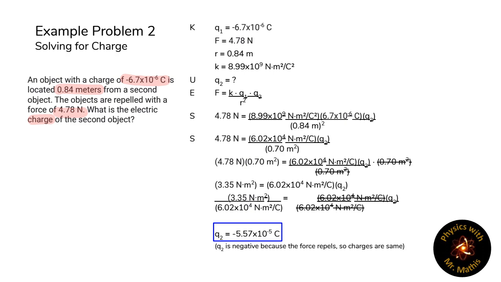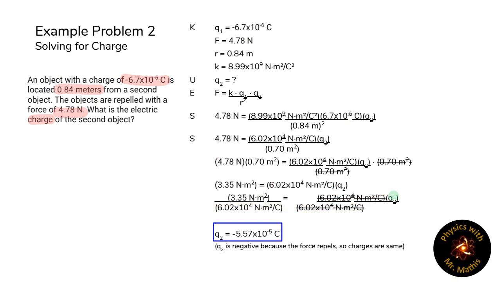Next, I simplified by multiplying the 4.78 Newton force times the 0.70 meters squared, and I got 3.3 Newton meters squared. Now I can take another step toward isolating Q2. So I divided both sides of the equation by the 6.02 times 10 to the negative 4th Newton meters squared per Coulomb. I divided both sides of the equation by that value, and we can see that on this side it cancels out and we're left with just Q2.